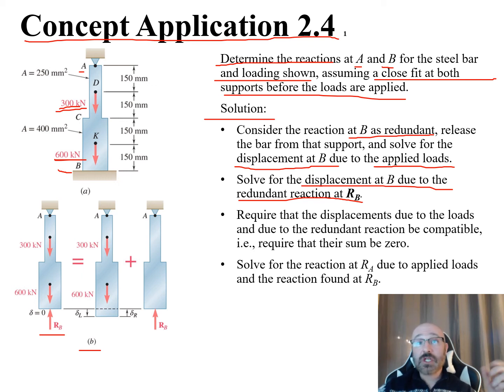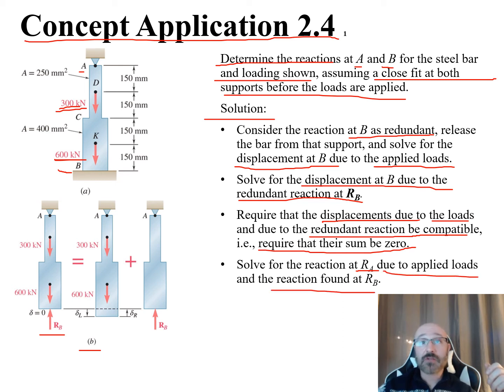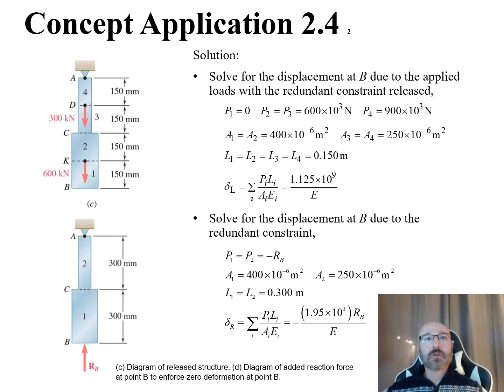Next, we're going to use that relationship we saw earlier and require that the displacements due to the 300 and 600 kilonewton loads and the displacement due to the redundant reaction be compatible. This means that we're going to require that their sum be 0, as we saw in that previous relationship. From there, the next step will be to solve for the last unknown, our R sub A, which is the reaction at A, due to the applied loads and the reaction that we already found. So we're going to use what we found for R sub B, plug it back in, and solve for our R sub A.